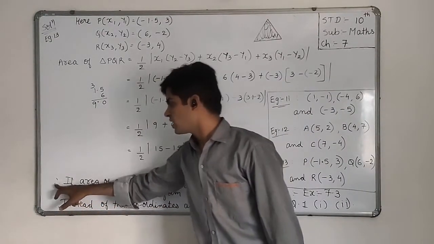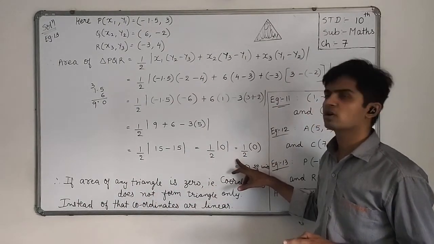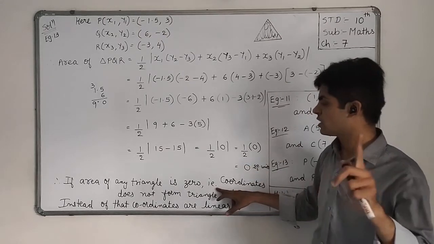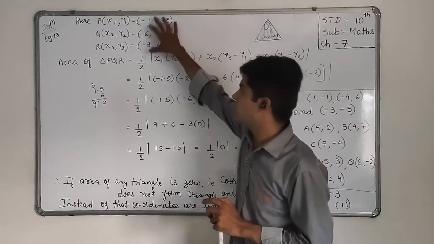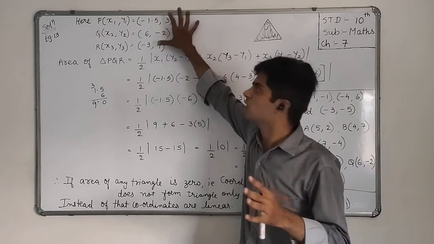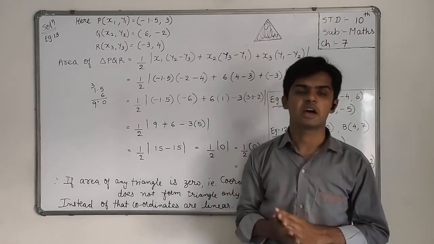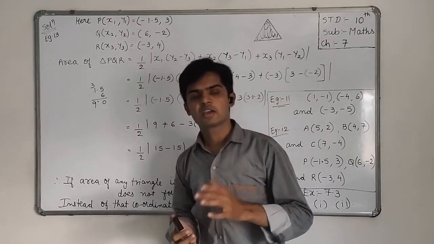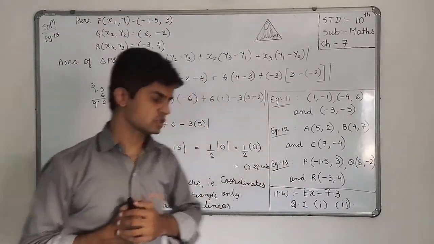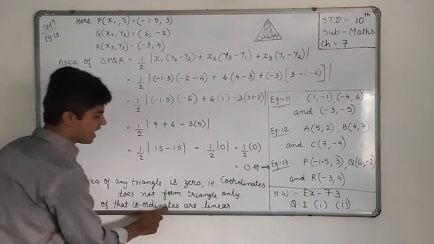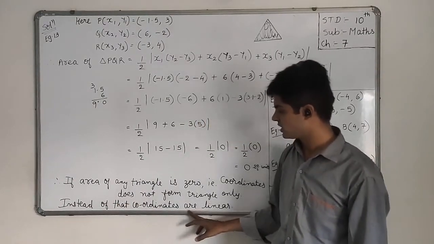So what does it mean? If the area of any triangle is 0, whenever you get an answer like this, then you have to understand that the coordinates do not form the triangle only. Coordinates are there, that is correct. We cannot say that the coordinates do not exist. Coordinates are there, but they do not form a triangle. So now the question is, if the coordinates are there and they do not form a triangle, then what do they form? Then the answer for that question is coordinates are linear. They do not form a triangle. Instead of that, the coordinates are linear.